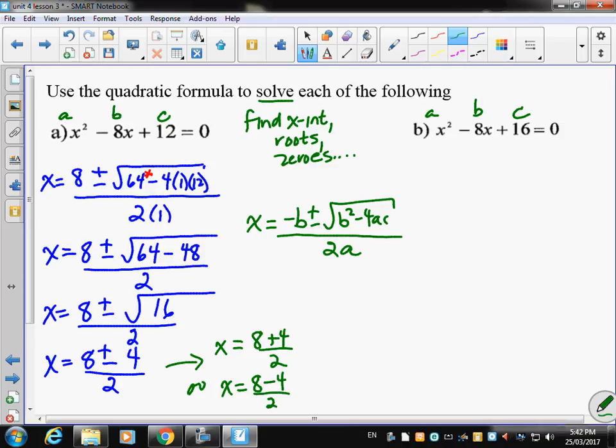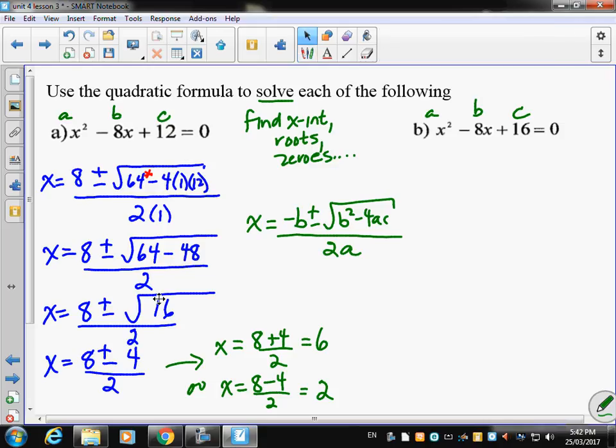The first answer, 8 plus 4 is 12. 12 over 2 is 6. The second x-intercept would be 8 subtract 4, which is 4. 4 over 2 is 2. So the first parabola has 2 x-intercepts, at both 6 and at 2.